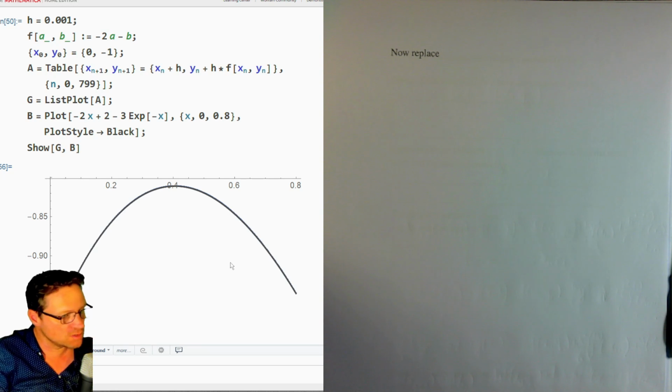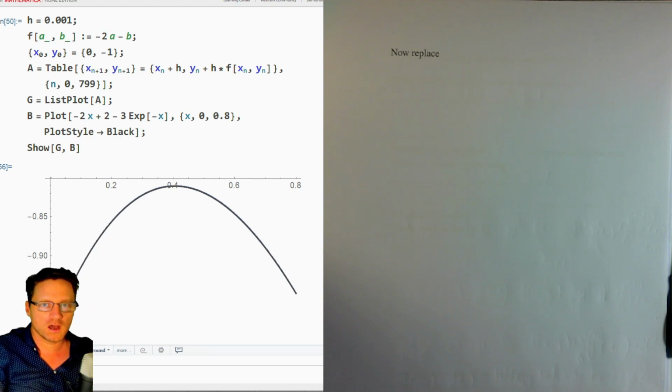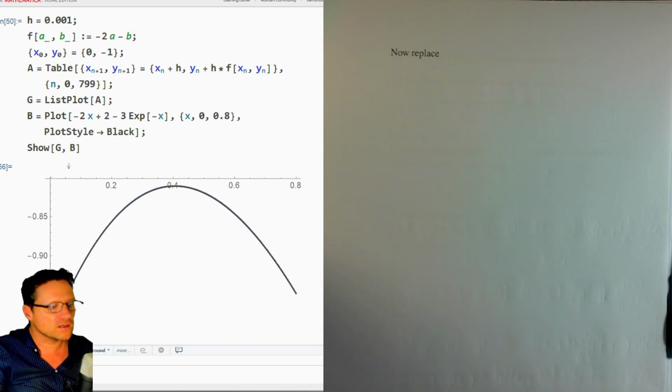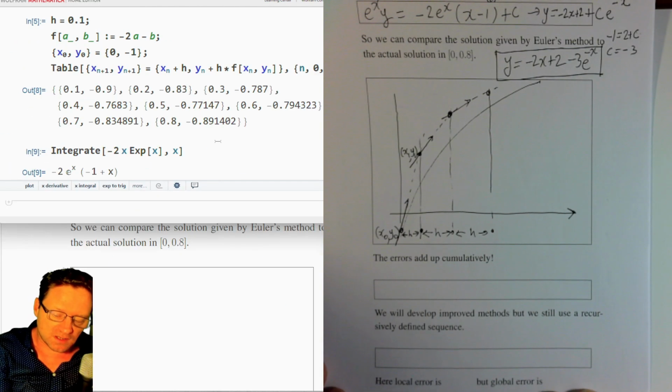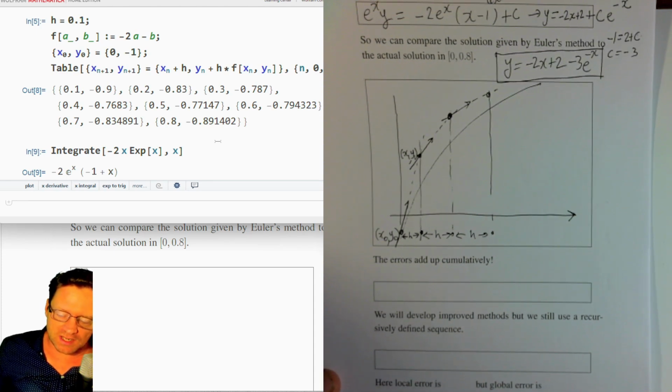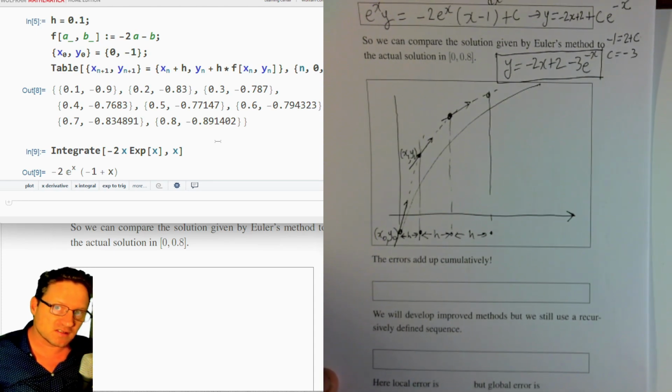And now you can not see much of a difference between what we got numerically versus what we got analytically, because that step size is so small. However, again, there's still a drift, and if you went on long enough, it would become apparent. So down here at the end, I can see some little blue specks, but on this end, I can't see as much. Okay, so now we're going to develop an improved method, but we still use a recursively defined sequence.